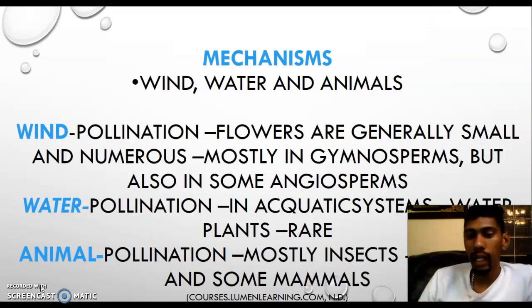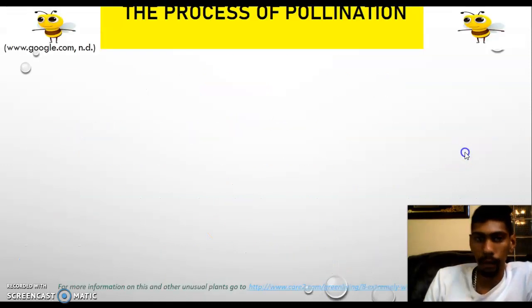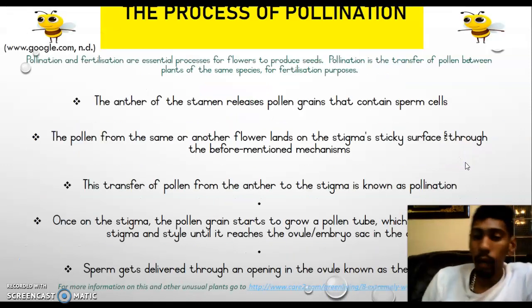So next we can see some mechanisms that help aid pollination. We have wind, water, and animals, and there's a brief description of how they help. Then we look at the process of pollination.